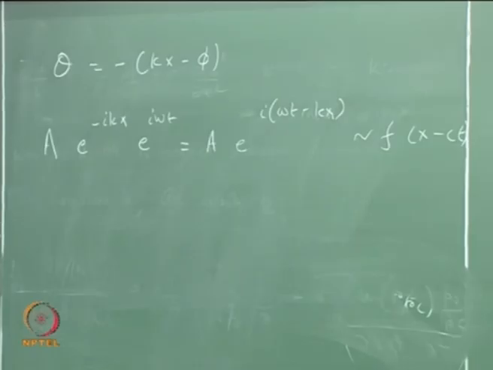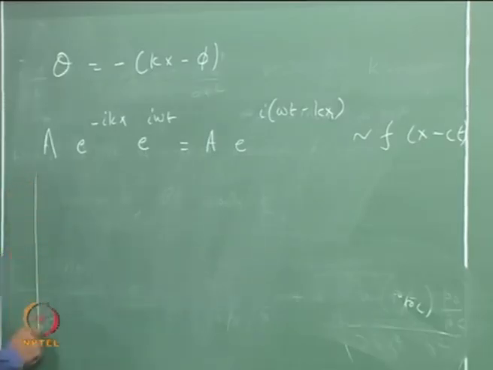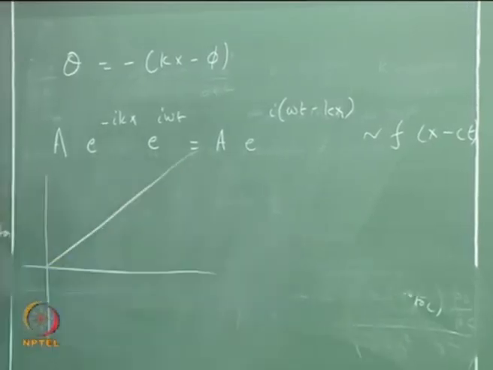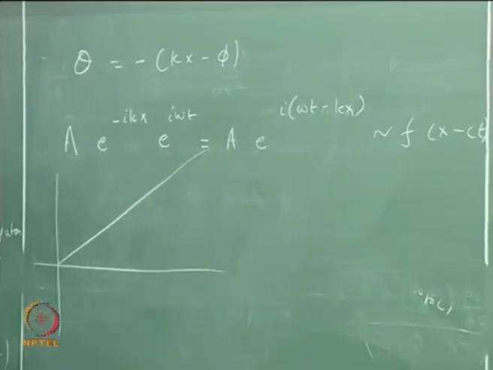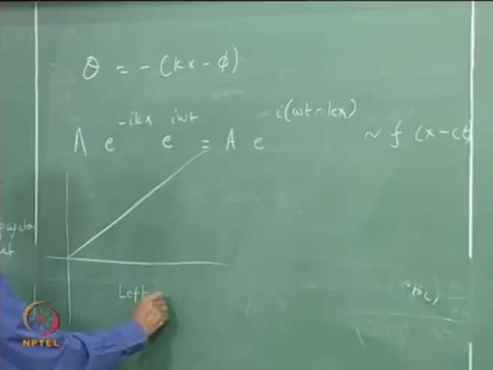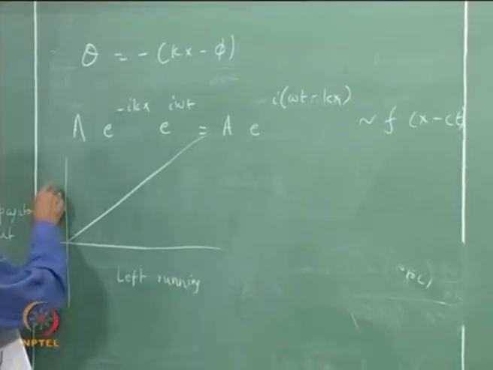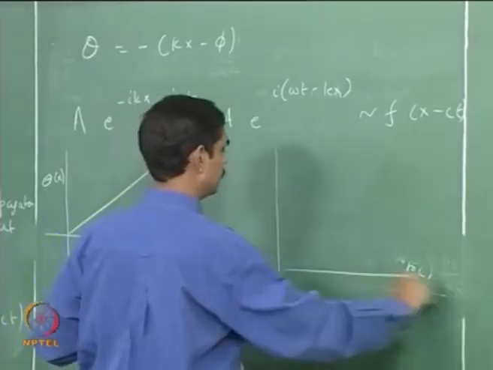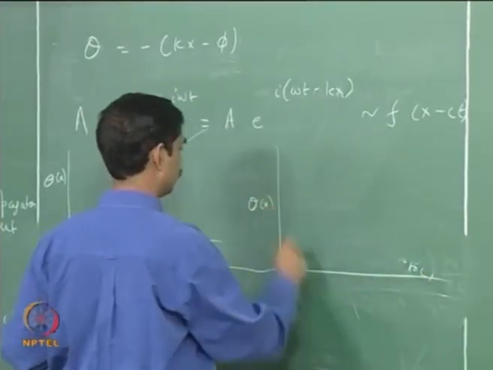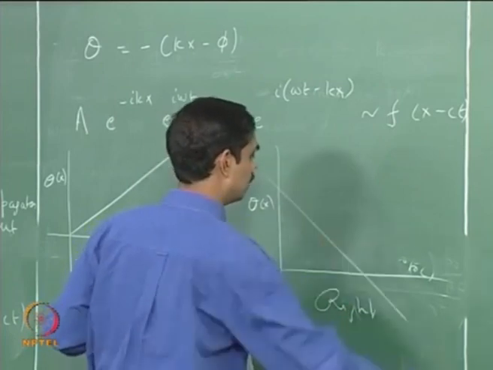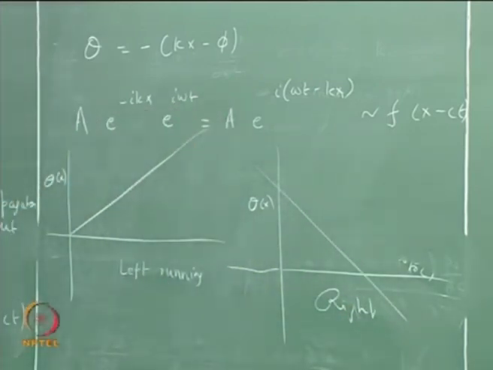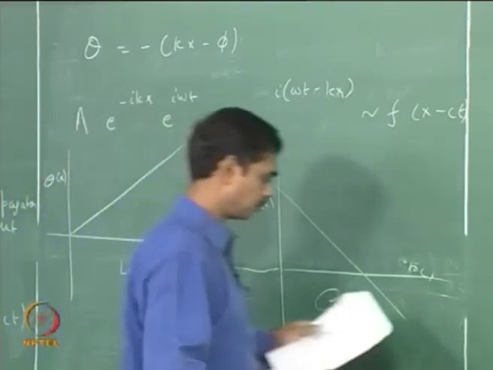So, a left running wave would have a phase that goes this way, and for a right running wave, you will get some such curve. Now, if you take a look at a general termination, we will consider two cases: when something is driving and something is damping. So, I will make some plots of this standing wave distribution, both the amplitude and phase.